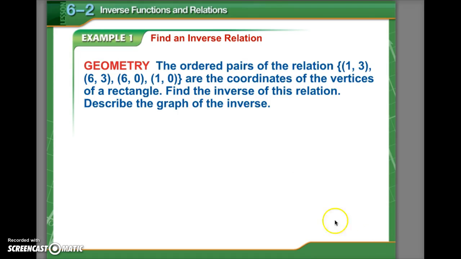So our first example, we're going to be looking at finding inverse relations. It says the ordered pairs of the relation (1, 3), (6, 3), (6, 0), and (1, 0) are the coordinates of the vertices of a rectangle. Find the inverse of this relation and then describe the graph of the inverse.